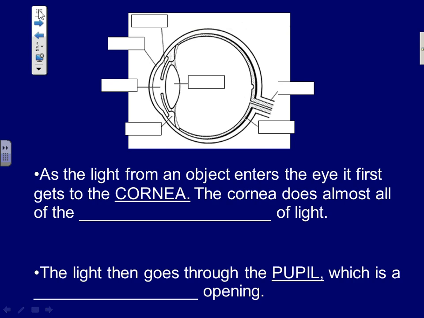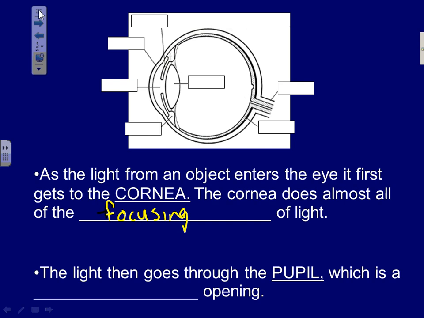Now, it turns out that the cornea is actually part of the light focusing process. It is like a lens. So our eye is actually kind of made up of two lenses. The first one is the cornea. So the cornea does almost all of the, and I'll change that to yellow, focusing of the light.